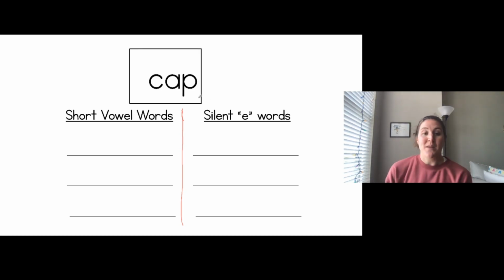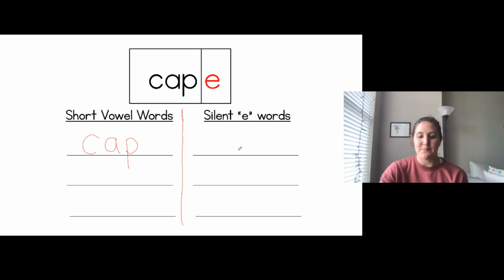Okay, so let's see. This word ends in a consonant, so it's going to make the short vowel sound. Let's read it together, saying A. Read it with me. K, a, p, cap. Okay, write it under short vowel words. K, a, p, cap. Very good.